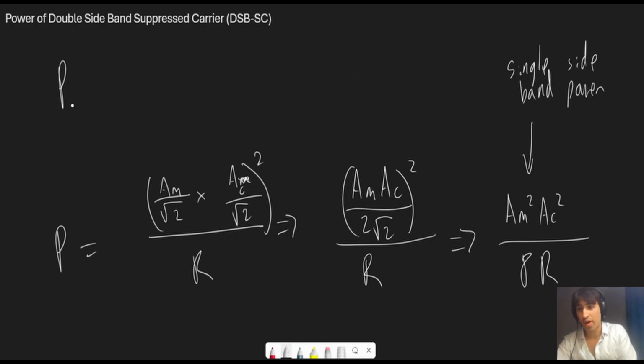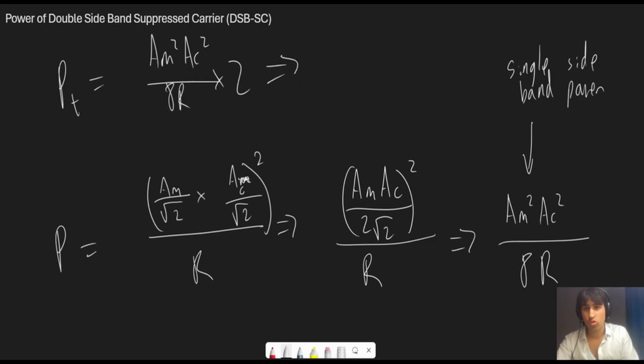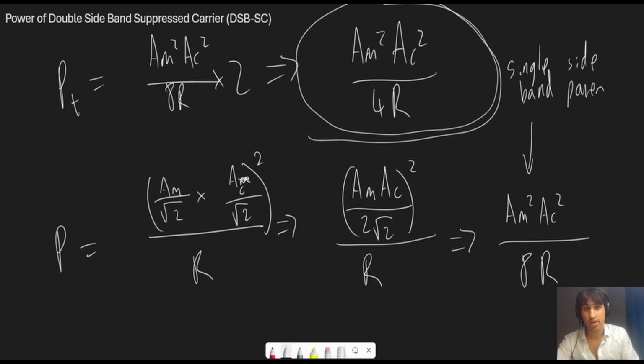our total power, which you can say is PT, is just equal to AM squared, AC squared, divided by 8R, multiplied by 2, because remember we have two sidebands, which just equals AM squared, AC squared divided by 4R. And that is the total power transmitted when using double sideband suppressed carrier. Of course, we don't know our R, so we just leave that as an unknown variable.